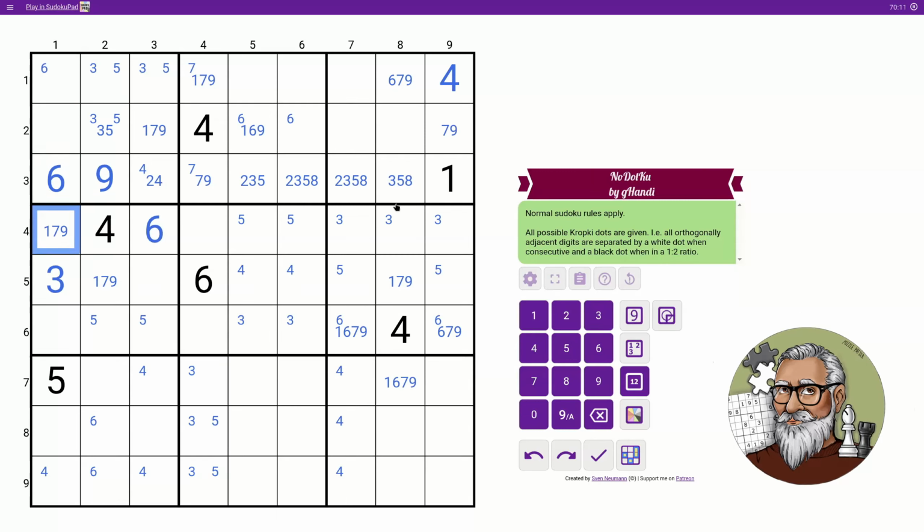Which means that this is... so. Right, which means that that's a 4. That's not a 9.